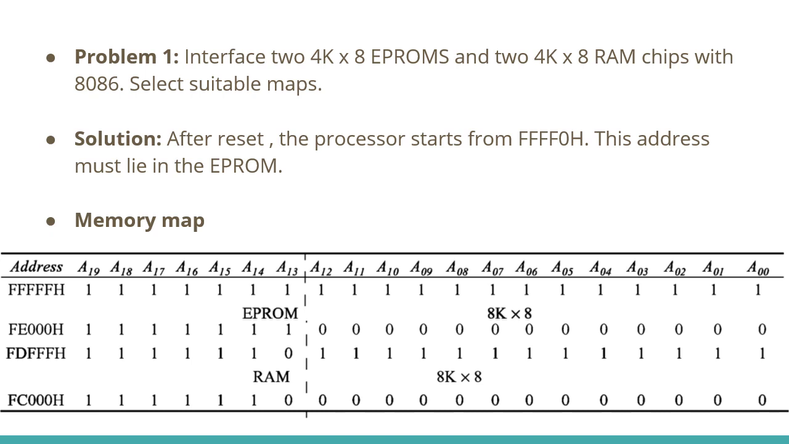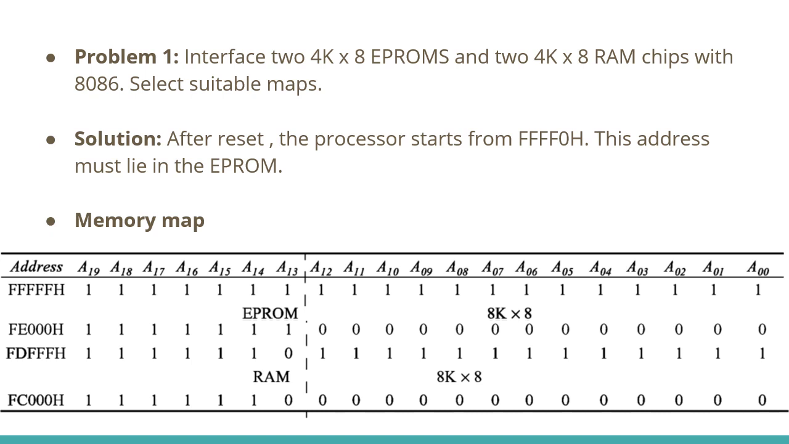So, as it is clear from the figure, that is the memory map, we see that starting from the address FFFFFH, 8K locations till FE000H is allocated for the EPROM. The next set of 8K locations, starting from FDFFFH till FC000H, is allocated for the RAM. So we only require A0 to A12 address lines for selecting the EPROM addresses as well as the RAM addresses. The remaining address lines, that is A13 to A19, are used for the decoding logic.